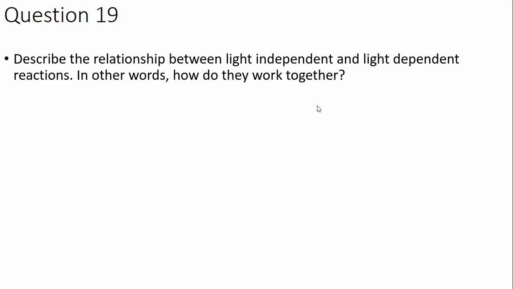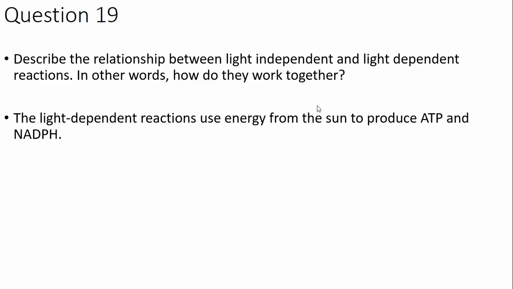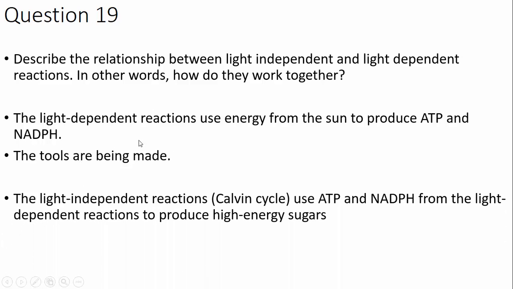Number 19, describe the relationship between light independent and light dependent reactions. In other words, how do they work together? Well, the light dependent reactions use energy from the sun to produce ATP and NADPH. Now that's the light dependent reactions, and the NADPH has picked up those high energy electrons and that hydrogen. Now you have to use ATP and NADPH, which was made in the sunlight, to do the following. You can think of this as tools being made. Well, you're going to take the tools being made, ATP and NADPH, and the light independent reactions are going to use the ATP and NADPH to produce high energy sugars. You can think of this as the tools are being used.